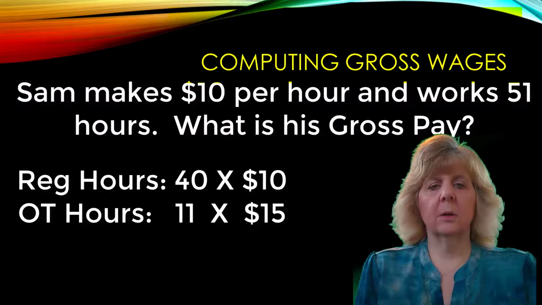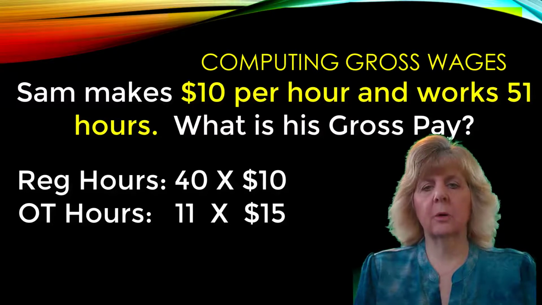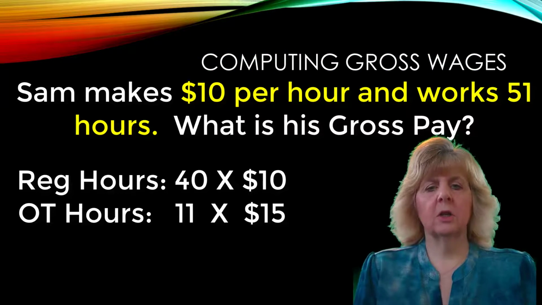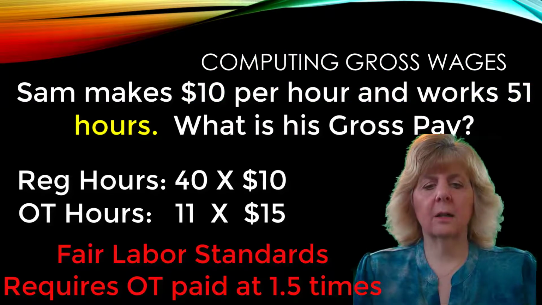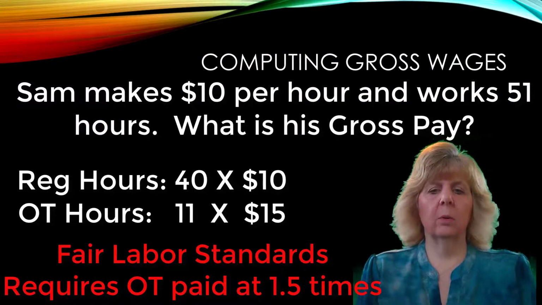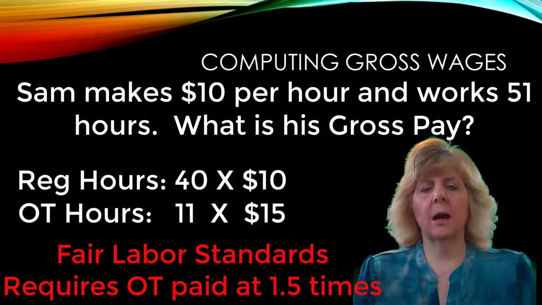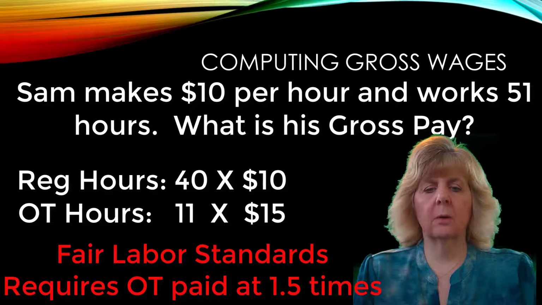In this example, Sam makes $10 per hour and works 51 hours. He is subject to the Fair Labor Standards Act, which says that employers must pay overtime at the rate of time and a half for anything worked over 40 hours.